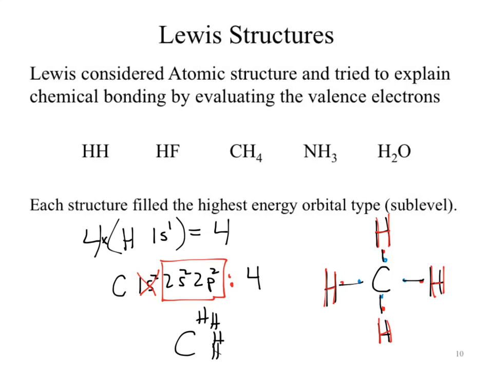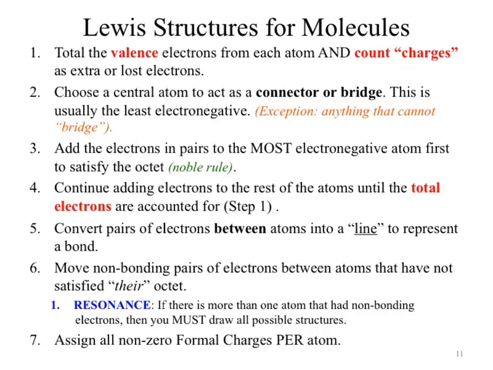Okay? I'm going to leave you to read through the rules a little bit because I want to cover a couple more examples. We'll talk about these in general. Rule number 1, get all of the valence electrons totaled. You need to know exactly how many electrons need to go into your structure. Okay? Choose a central atom.